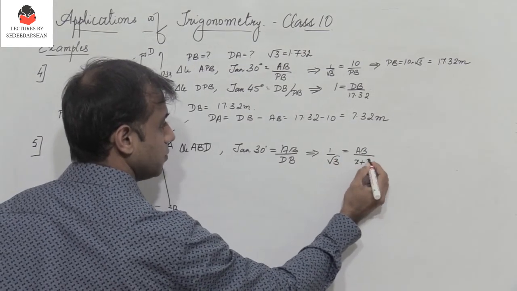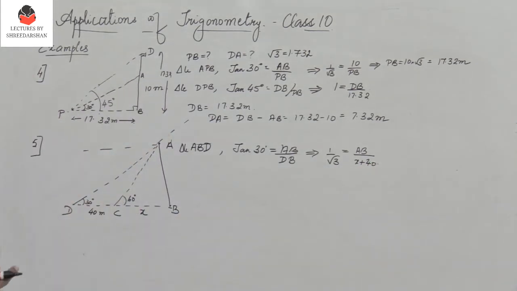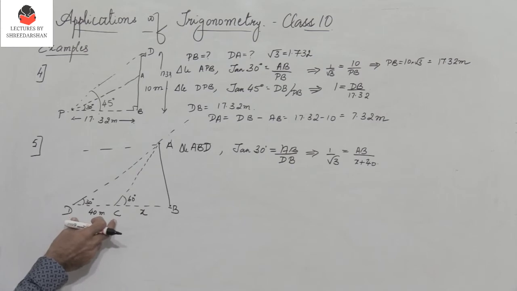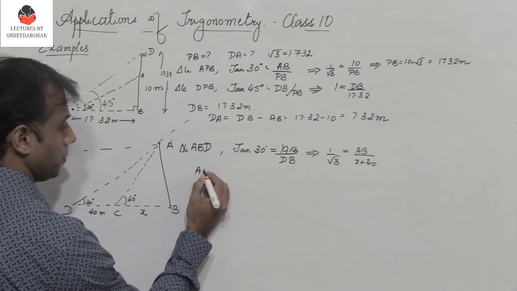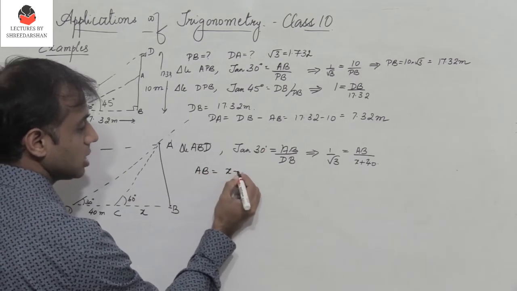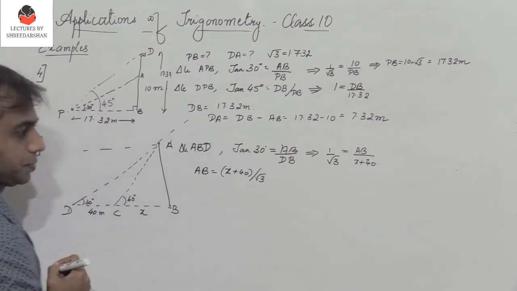So this implies tan 30, we know that tan 30 is 1 by root 3, equals AB divided by x plus 40. So this distance is x, which we need to find out, right? And this is 40 meters. So the shadow length is 40 meters longer, which has already been given in the problem. So therefore, we have AB, the height, which is x plus 40 divided by root 3.